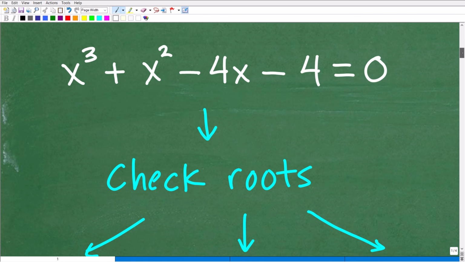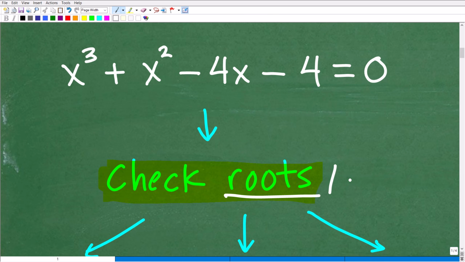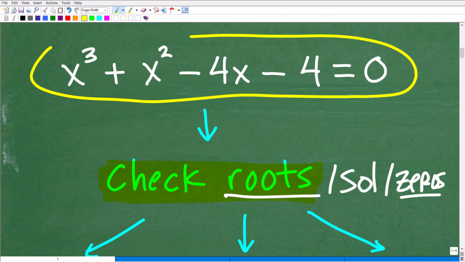So let's go ahead and first talk about how to check roots. Now you might be saying, well, I don't even know what a root is, Mr. Math Man. What is a root? Well, a root is a solution, or what we call a zero. So anytime you think of roots or solutions or zeros, now zeros are kind of x-intercepts, but basically here we have a polynomial equation, it's set equal to 0, and we're trying to solve this polynomial equation right here. So we're looking for the solutions, the zeros, the roots.